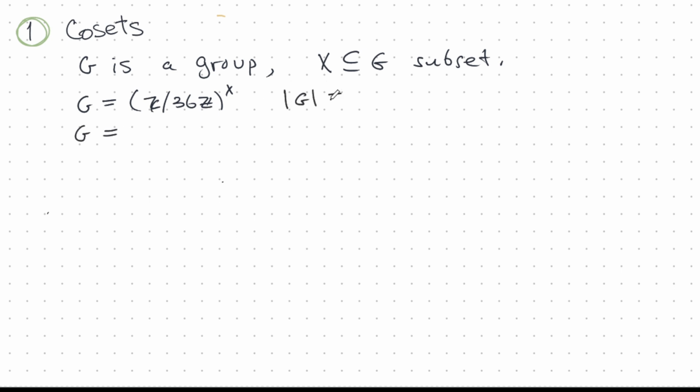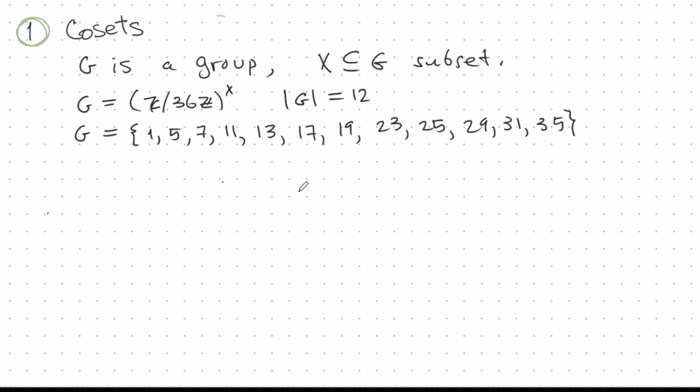This group has a total of 12 elements. The order of G is 12, and we can work out the elements like this. All right, 12 elements. I think that's correct. I showed you how to do this in a previous video. And now let's take X to be just any subset. I chose it like this.